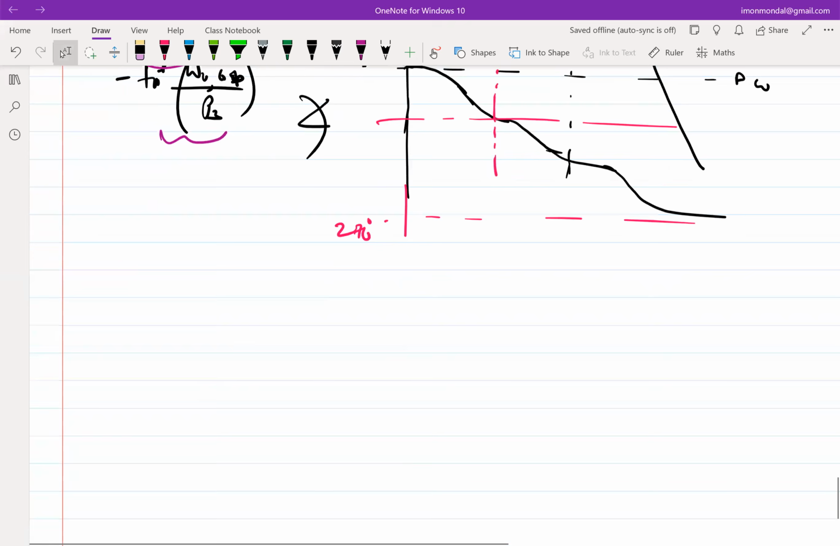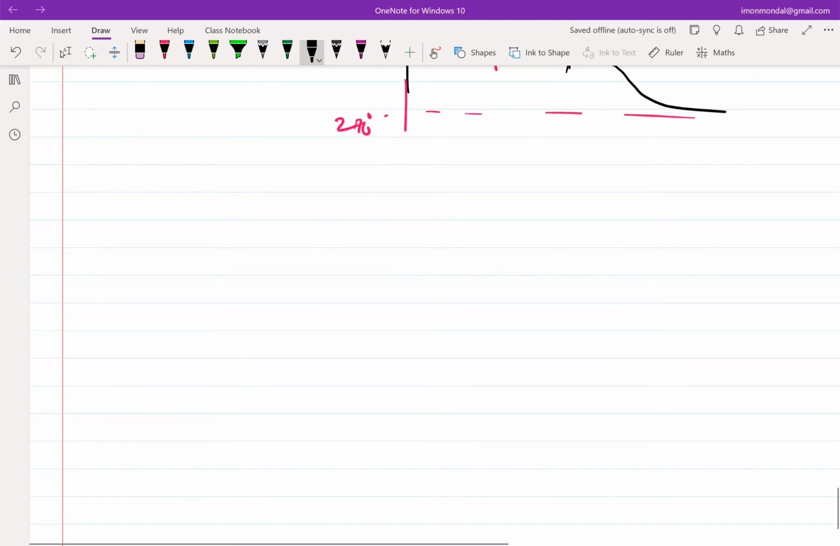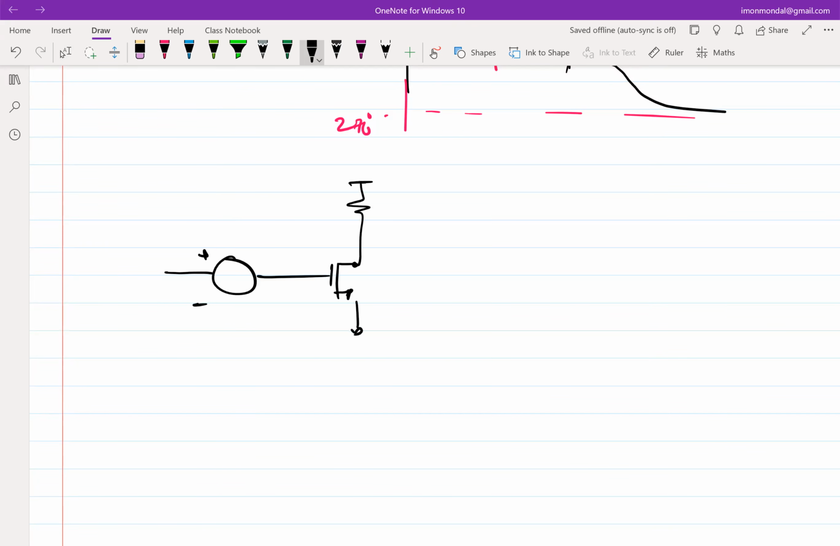So now let's go back to that. We started all these things, right? So let's go back to our two-stage common source amplifier.